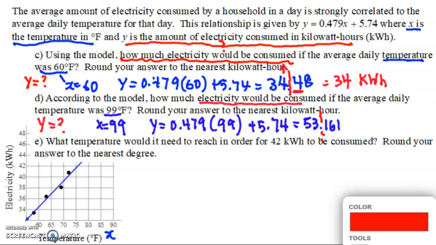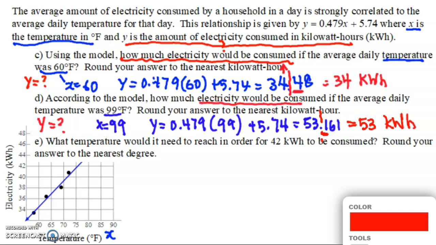But before we cut it off, we need to consider the next digit. It happens to be 1, which is 4 or less. That means we leave it as it is. So this is just 53 kilowatt hour.